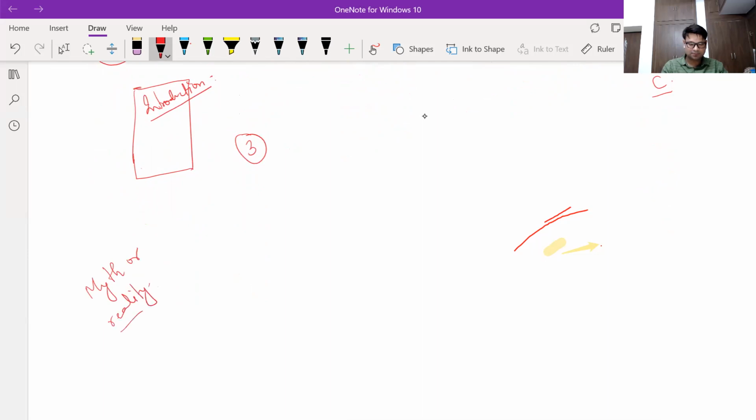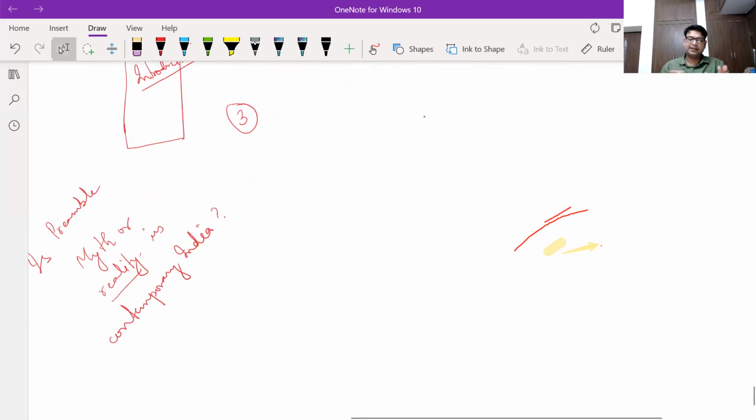Okay, is the preamble myth or reality in contemporary India? Basically this keyword shows the critical manner. So how do we attempt critical question answer writing? Okay. So, is the preamble myth or reality in contemporary India?